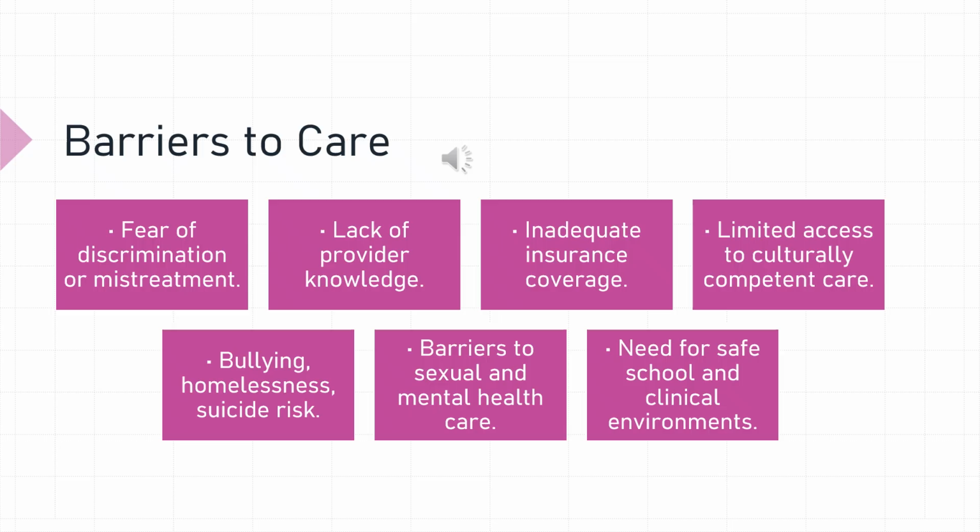So fear of discrimination or mistreatment, lack of provider knowledge, inadequate insurance coverage, limited culturally competent care, higher risk of suicidal ideations, bullying, homelessness. They have barriers to adequate sexual and mental health care that is needed, and then need for a safe school and clinical environment. So nurses can help break these barriers by using inclusive language, assessing their safety and their mental health, assessing sexual health in an open and non-judgmental way.